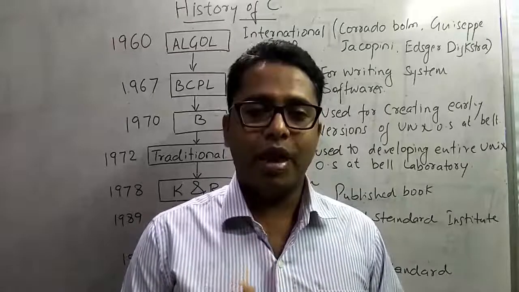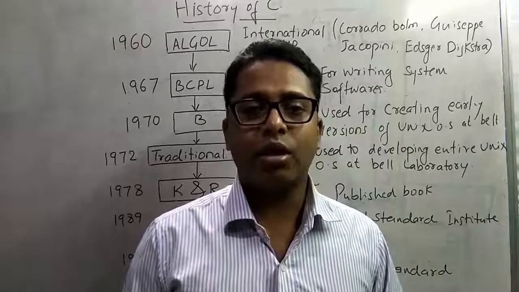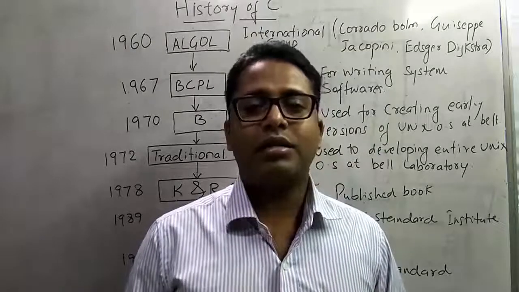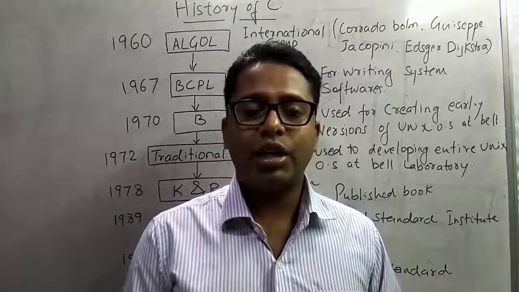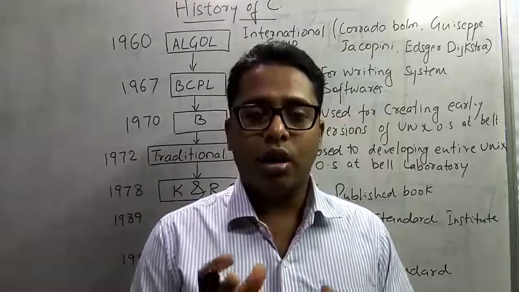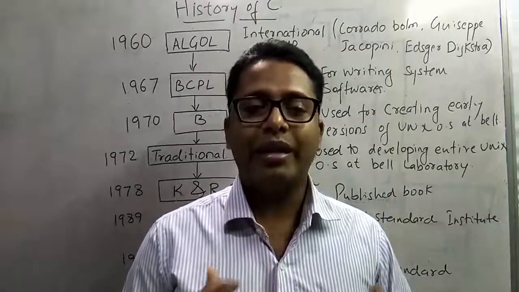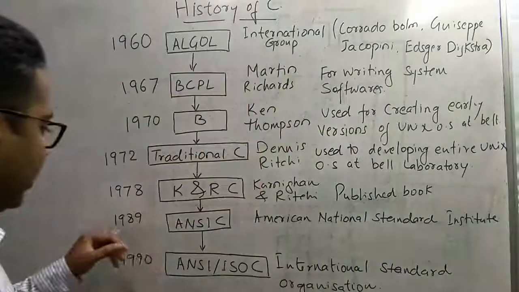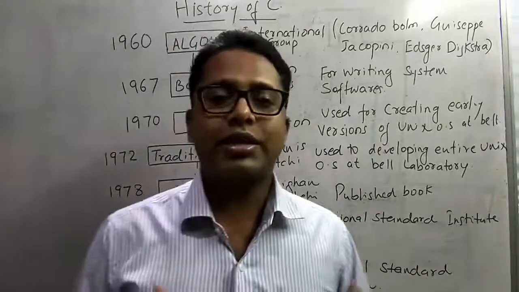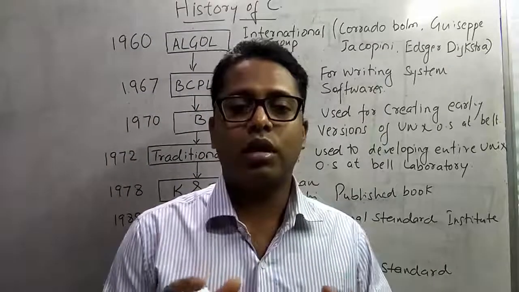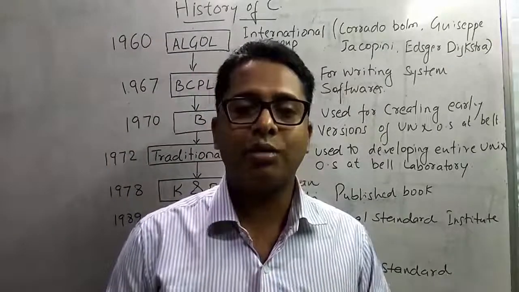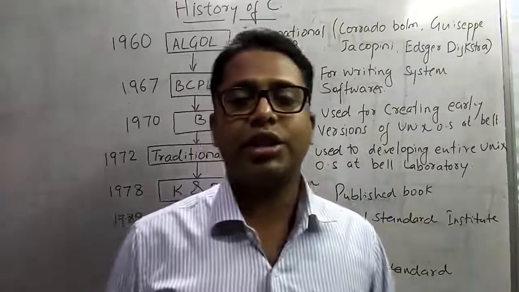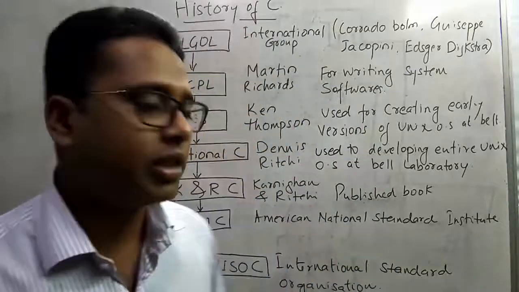Then, keeping in mind the need to improve the standards of the C language, the American National Standards Institute decided to form a technical committee on C to maintain its standards. So in 1989, the American National Standards Institute approved a new version of the C language called ANSI C, where ANSI stands for American National Standards Institute, and C for the C language.